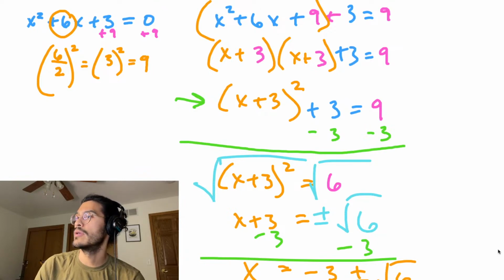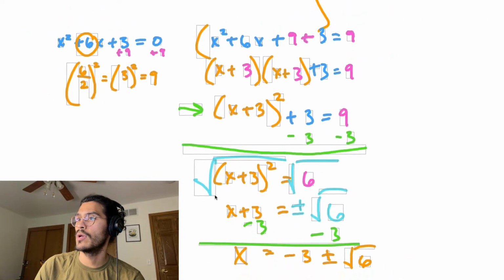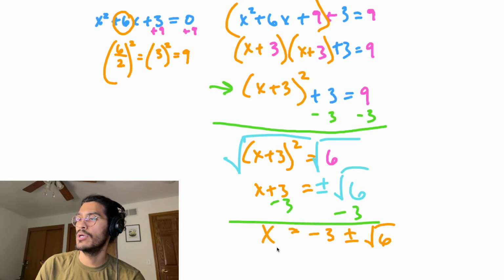Okay. So that is our first example of completing the square. And we're left with this answer here.